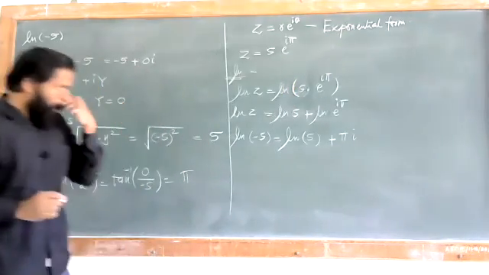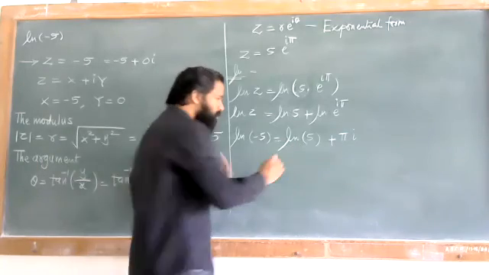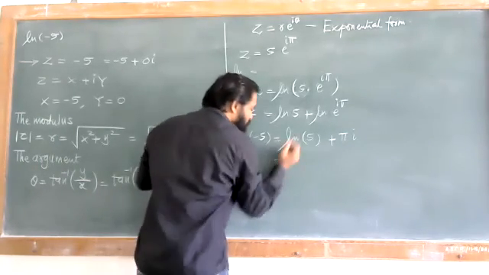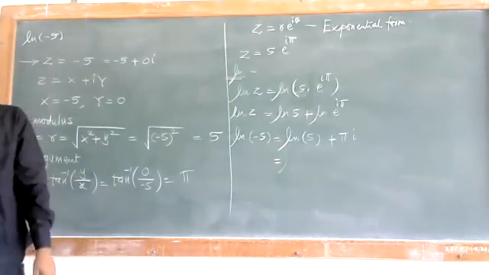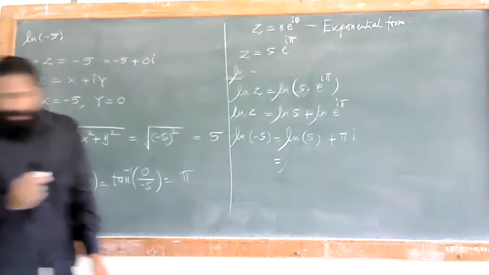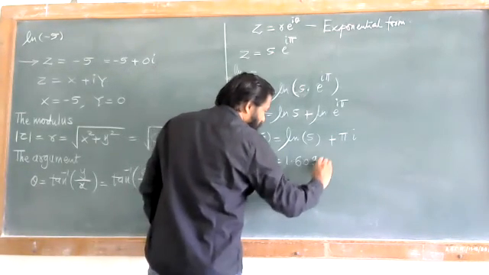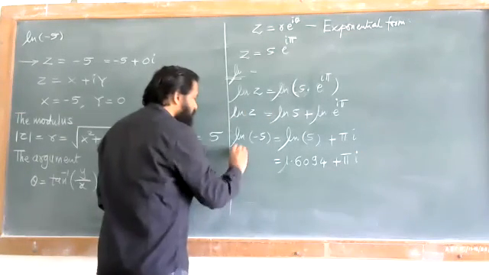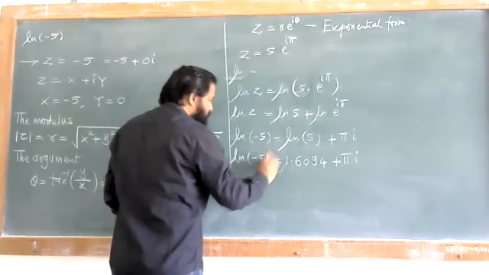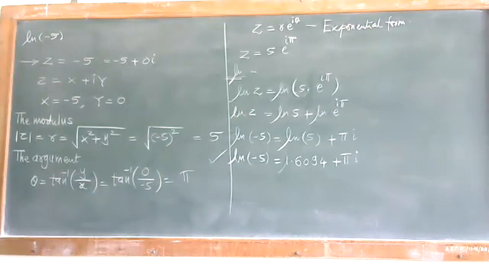Take the natural log, that comes out to be, I think, 1 point something, 1.6094 plus pi i. That is the value of ln of minus 5. So you can have this final value of ln of minus 5.